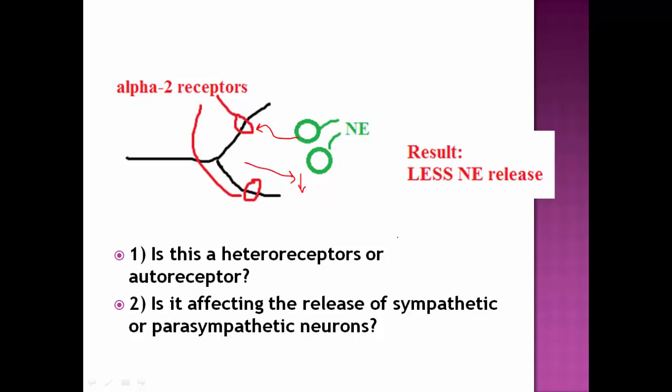So is this a heteroreceptor or an autoreceptor? It's obviously an autoreceptor, because the effect is at the level of norepinephrine, and we originally started with norepinephrine. And it's sympathetic because we're dealing with norepinephrine in this case.